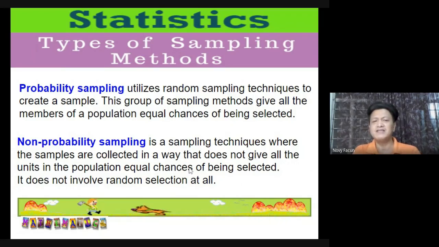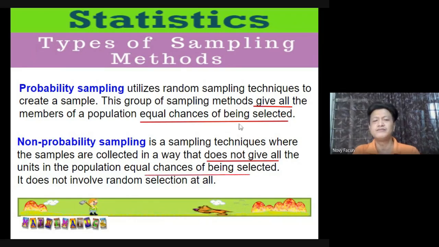So eto mapapansin natin, no? Kung etong probability lahat sila ay may equal chances para mapili or mabunot, dito ay hindi sila lahat mabibigyan ng chance. Kaya ang pagkakaiba nila, give all chance dito sa probability. Dito naman sa non-probability, does not give all chance to be selected.